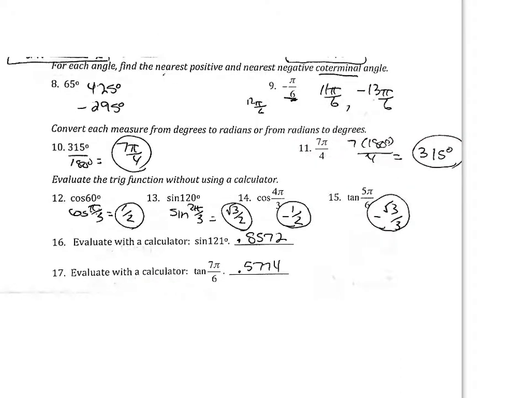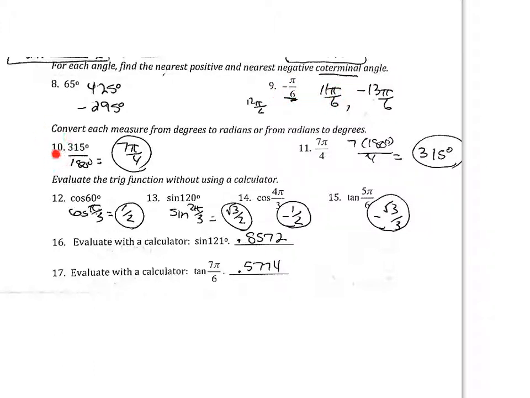8 and 9, coterminal means the angle looks the same, but the measure is different. So if they give you degrees, to get back to the same terminal side, the same end point of your angle, just add 360, subtract 360, and you get those two numbers. If they give you radians like this, instead of doing 360, because 360 is degrees, you do 2 pi. 2 pi is the same thing as 360 degrees, so add 2 pi, subtract 2 pi.